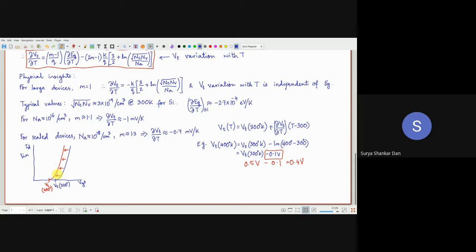Again, so this variation, what we have seen is around 0.1, right? So with the increase in the temperature, Vt has shifted. So this ID-VGS plot has shifted towards the left by an amount of 0.1 volt.